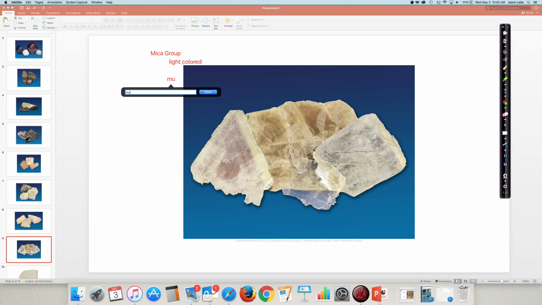Muscovite is the most common type of non-ferromagnesian mica. There's lepidolite and some other ones, but muscovite is really the only one you'll see. It's a very common igneous and metamorphic mineral.